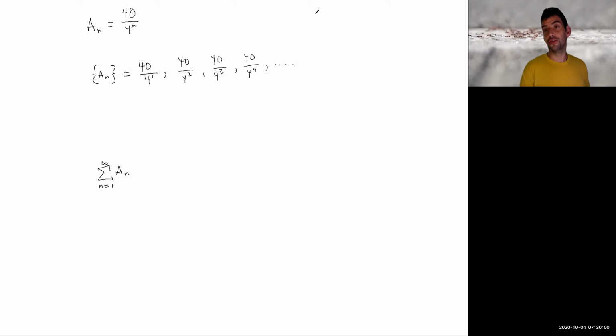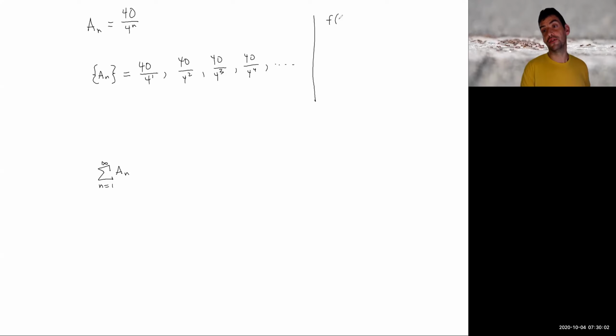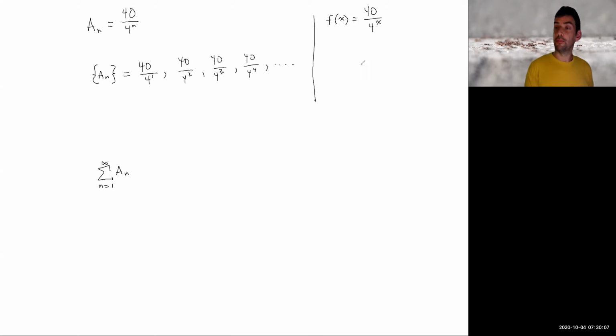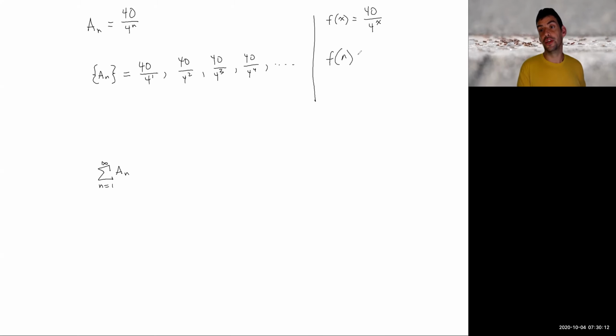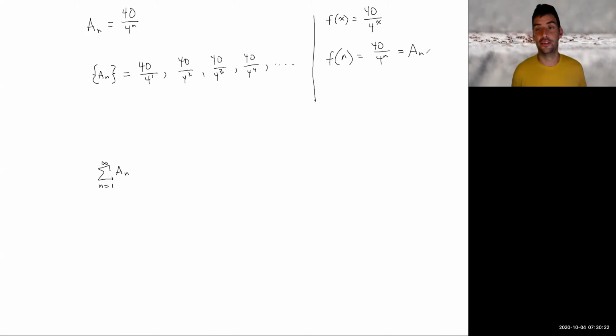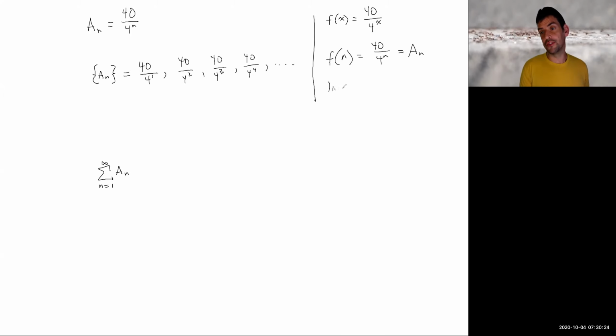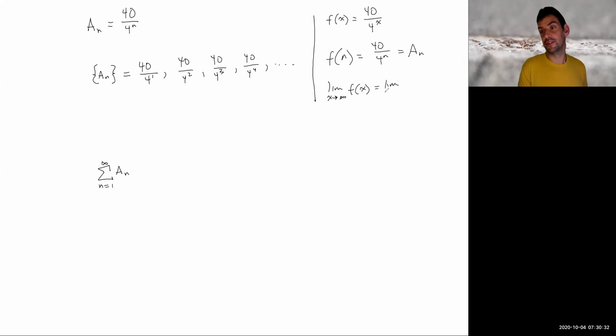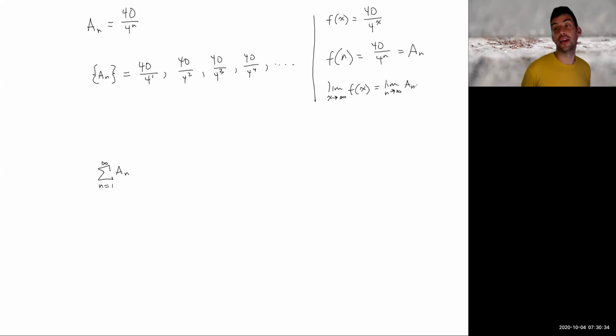So what we do, I'll do a little work off to the side. We think of a function, f of x, that if I put in any integer, it has the same value. So in other words, if n are the integers, this function f spits out the same terms as our sequence. And then we have this rule that the limit as x goes to infinity of f of x is the same as the limit as n goes to infinity of a sub n, okay?